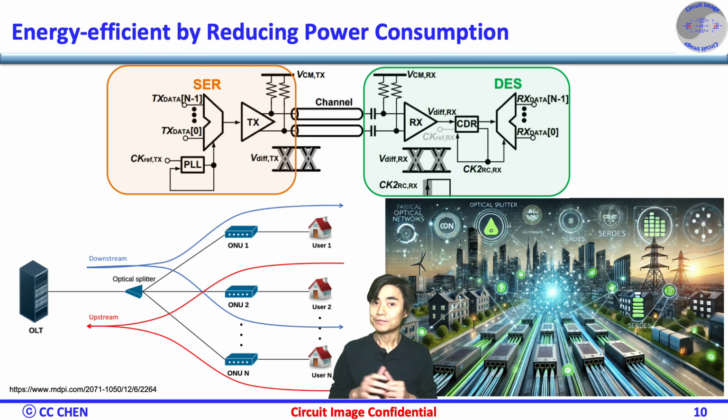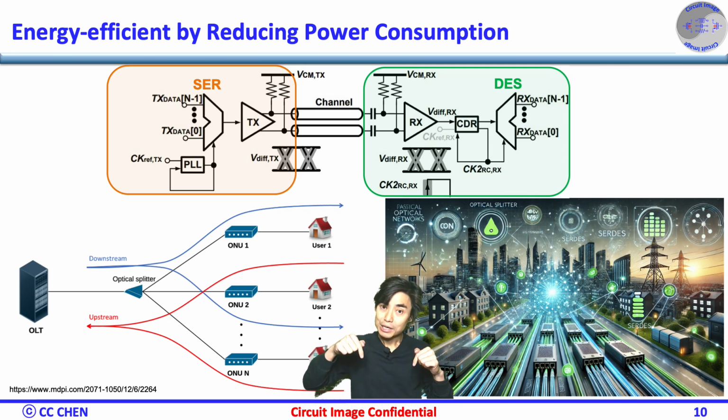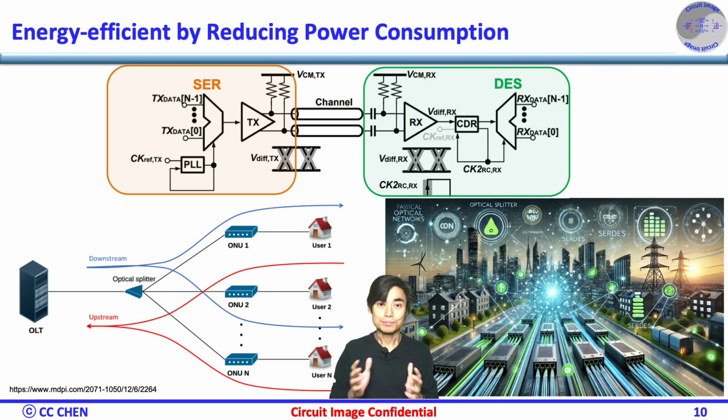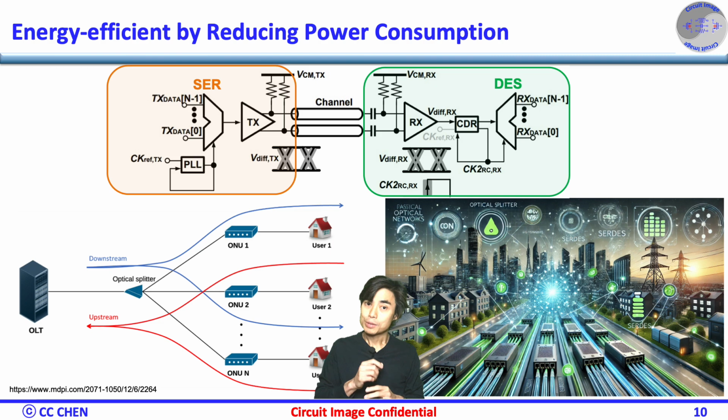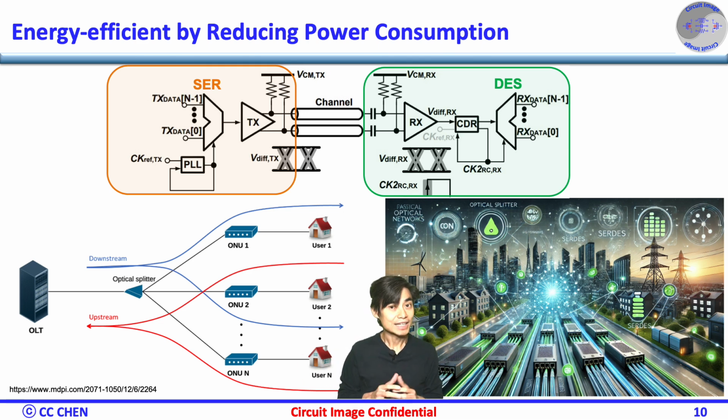unlike the active components in traditional copper-based systems. This reduces operational energy costs and supports greener network deployments, which is especially important in large-scale projects like smart cities and intensive broadband networks.